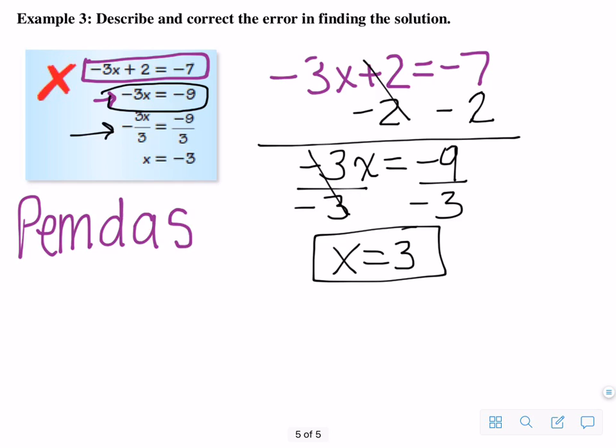Well, let's see what happened. Did they divide by negative 3 here and here? No, they didn't. So our error in this example was they forgot to divide by the negative 3. They only divided by 3. So make sure you take that negative sign along the way.